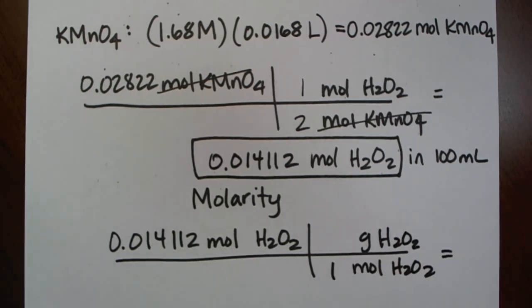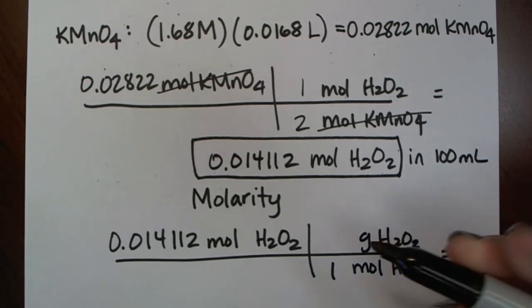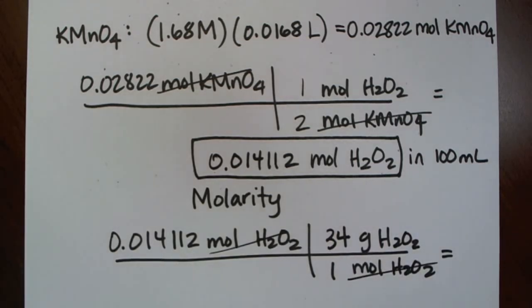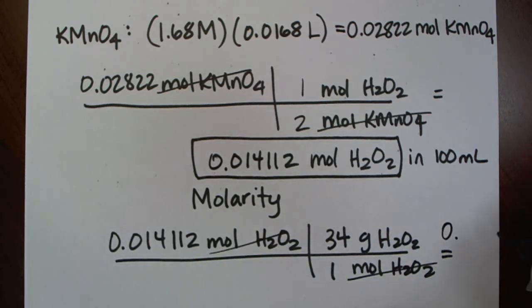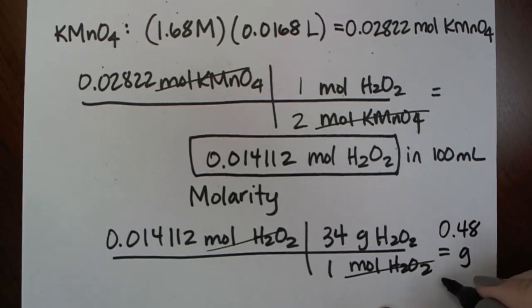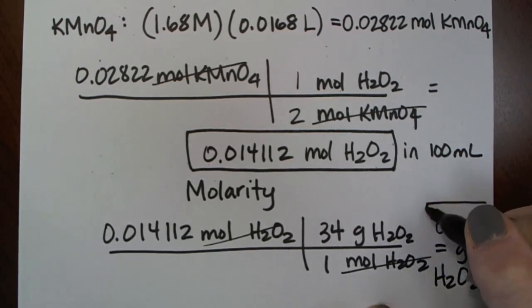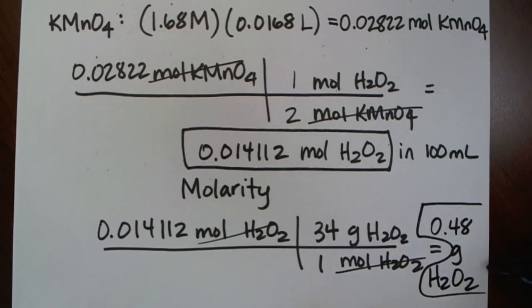How much does a mole of hydrogen peroxide weigh? The molar mass is 34.02. And we can simply convert these moles of hydrogen peroxide to grams. And it's going to be about 48 grams of hydrogen peroxide. Alright, so this particular question happens to ask for mass. This is what we need to do, use the molar mass to find it.